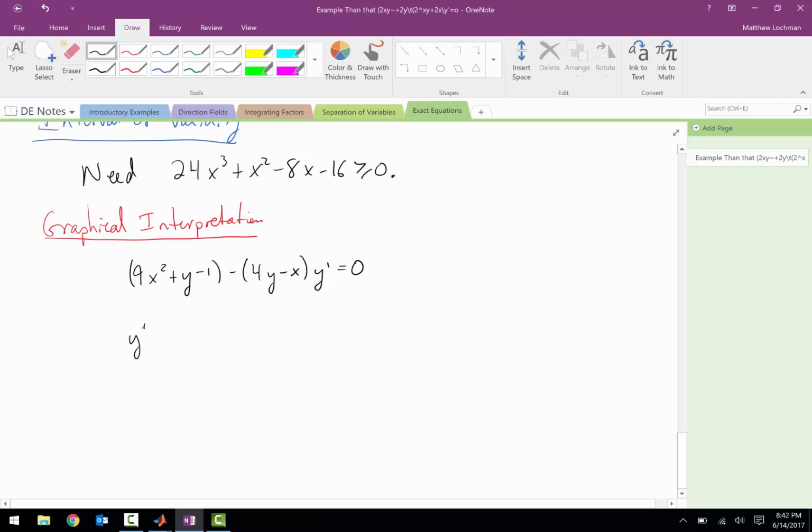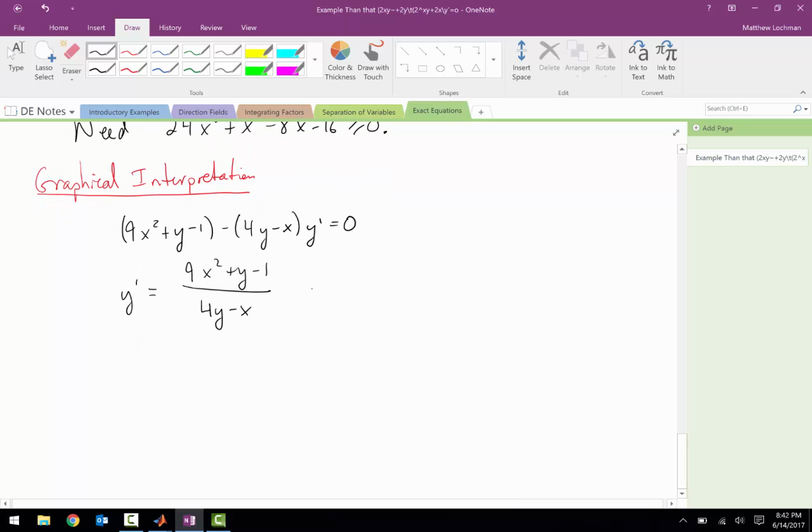So what is the derivative? Well, according to this equation, the derivative is this guy. Okay, so this solution is going to be differentiable everywhere except where it's not differentiable, i.e. where y prime is not defined, so y prime is not defined at 4y minus x equals 0, or when y is 1/4 of x.